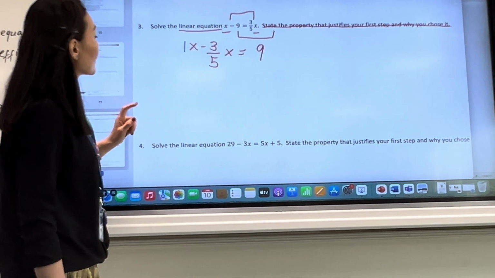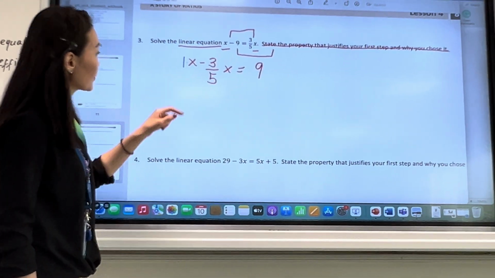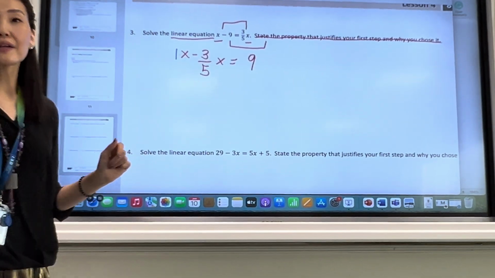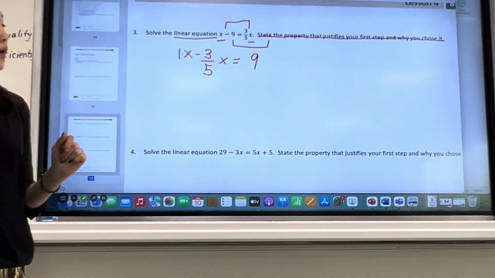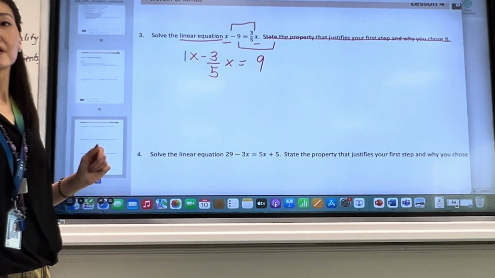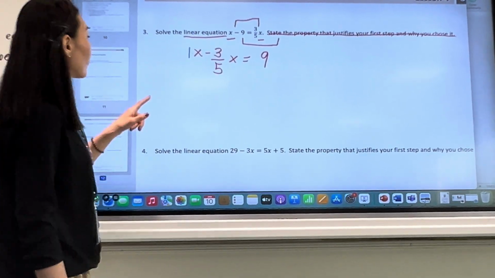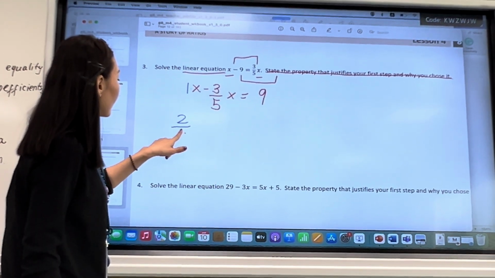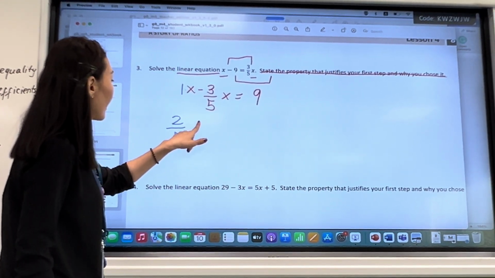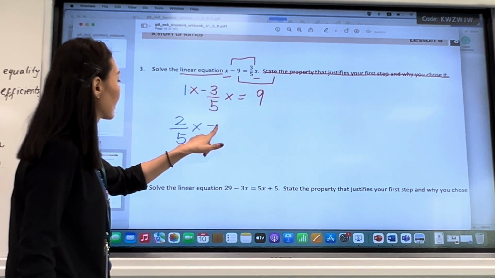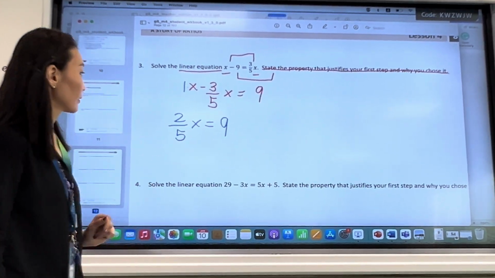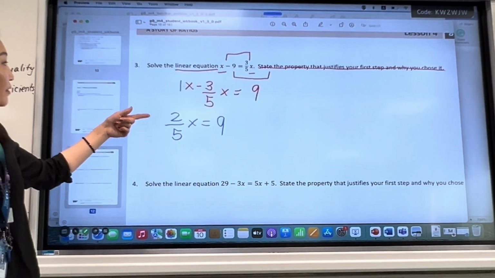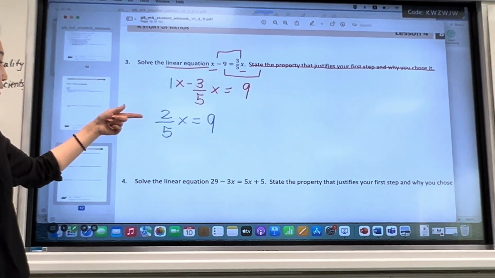Okay, right. So then we have to combine these coefficients. So 1 minus 3 over 5 is what number? 1 minus 3 over 5 is what number? 2 over 5, thank you. So 2 over 5 x equals 9. Okay, so we combined the coefficients, right, for the x.